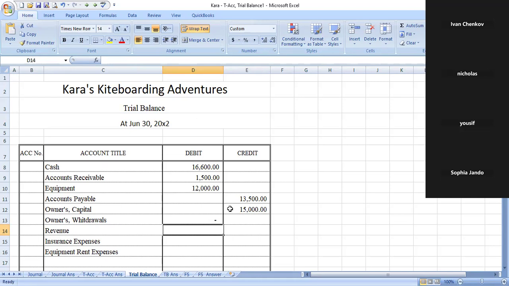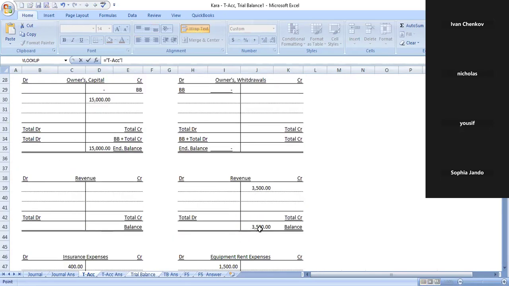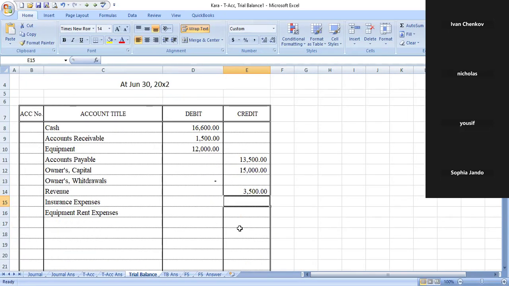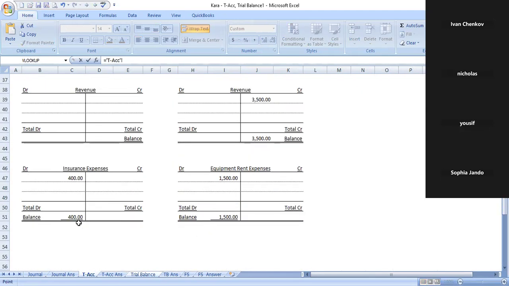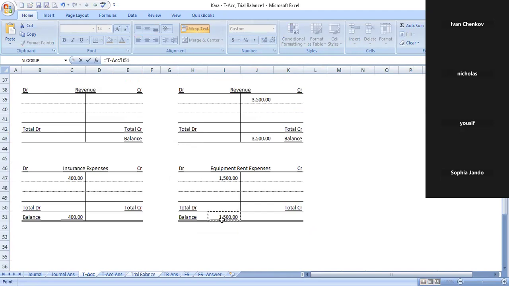Now we're moving to the revenue. We have only one revenue from the service that we provided, and we're going to check that revenue. That revenue was $3,500, and we're going to move it here. Revenue has the credit balance. So now let's see the expenses. Expenses, we have insurance expense for $400. And then we have equipment rental expense for $1,500.